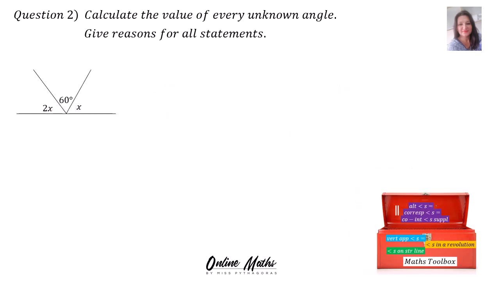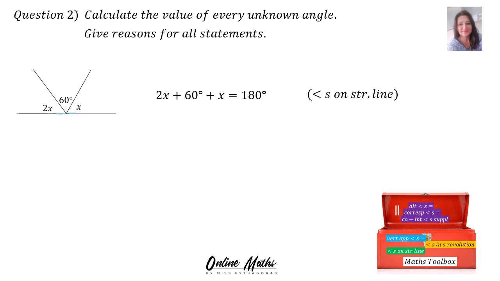Question 2. Calculate the value of every unknown angle. Give reasons for all statements. So when you go to your sketch now, you will see that there's a straight line and there's 3 adjacent angles on your straight line. So the only reason you have is angles on a straight line supplementary. In other words, they add up to 180 degrees. So our statement will be 2x plus 60 plus x is equal to 180 degrees, and the reason, angles on a straight line. And then we solve x.